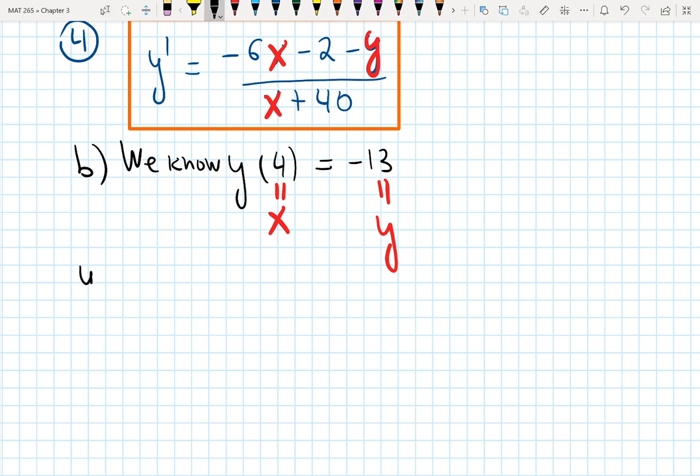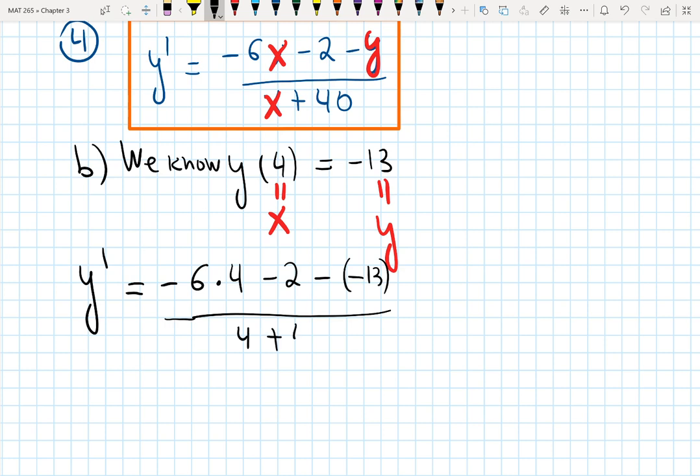Let's plug it in. y prime will be negative 6 times 4 minus 2 minus negative 13, all over 4 plus 40, which becomes 44, and the top is negative 13. Check. 44. That's what my notes say. And that's the answer. Derivative at the point.